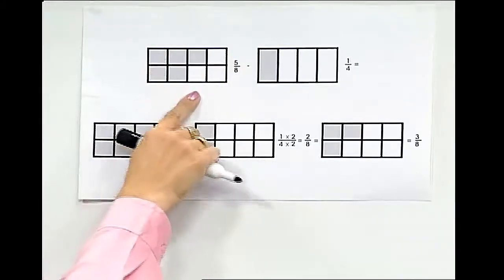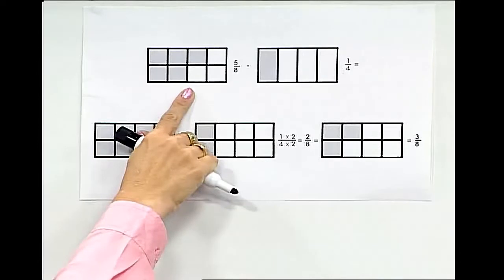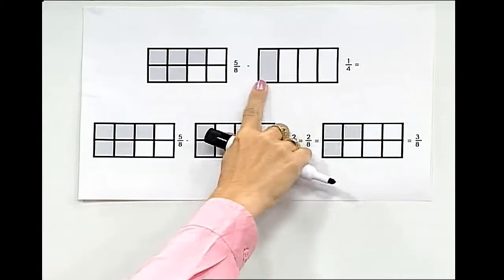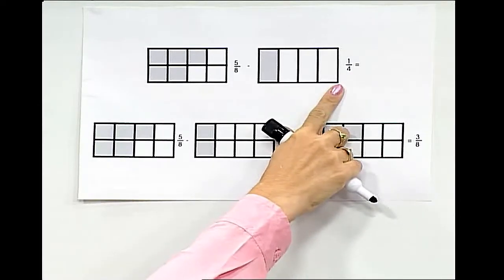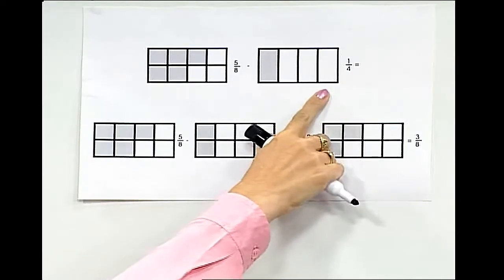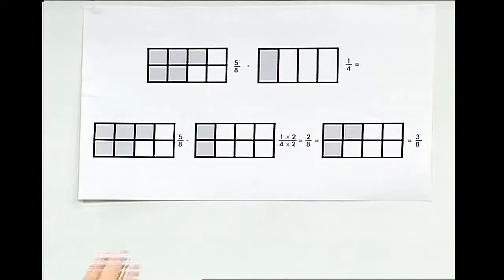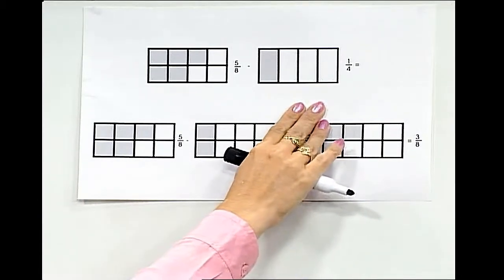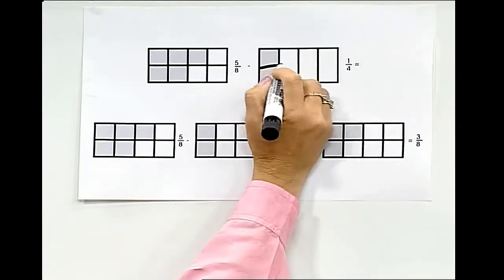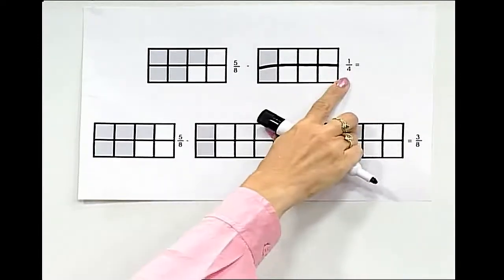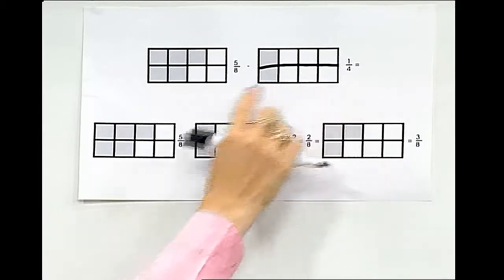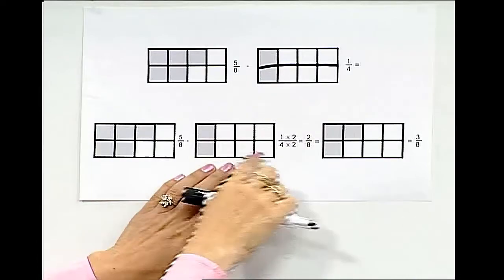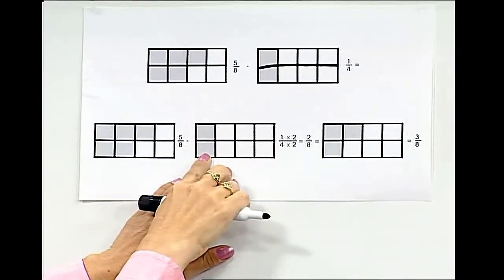In this first rectangle, we have 5 out of 8 shaded in, so that's 5/8. In this rectangle, we have 1 out of 4 parts shaded, that's 1/4. We need to have common denominators, which means both of these rectangles have to be divided into the same number of equal parts. If we take a line down the middle, we have now made the fourths into eighths. And down below, you see the 5/8 repeated, and the 1/4 is now 2/8.